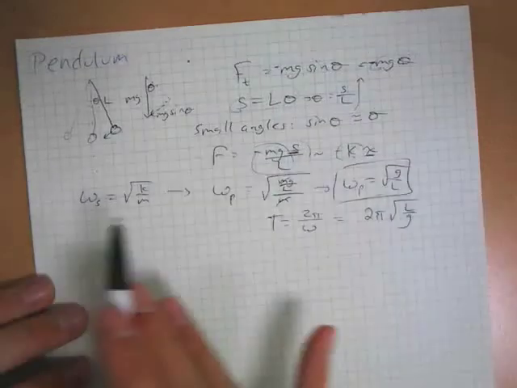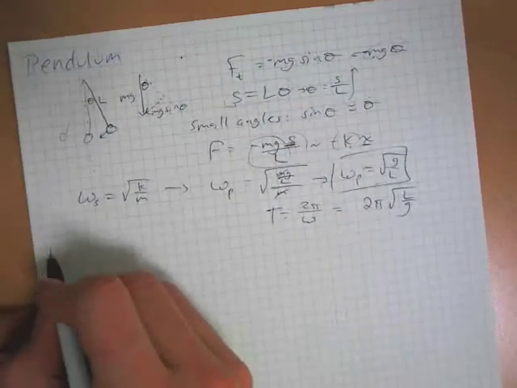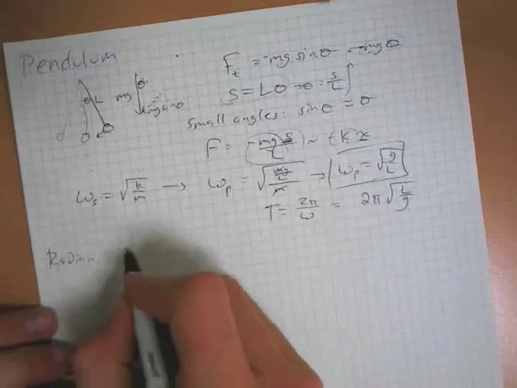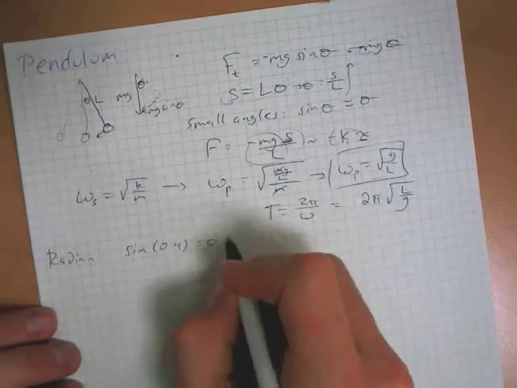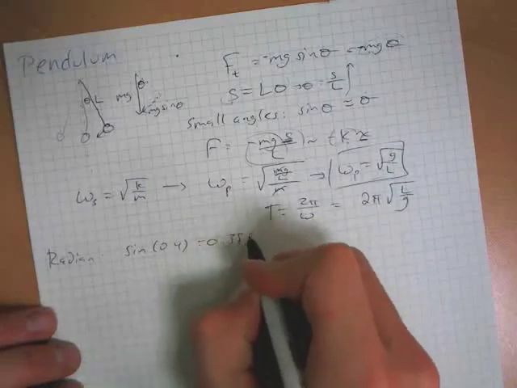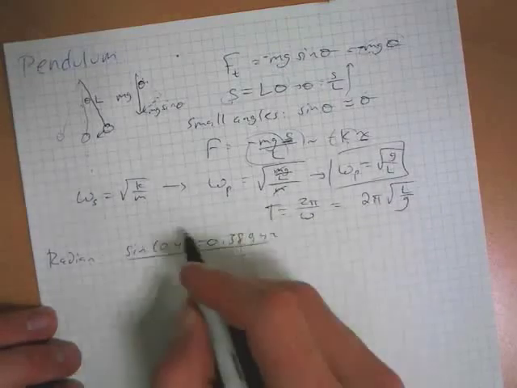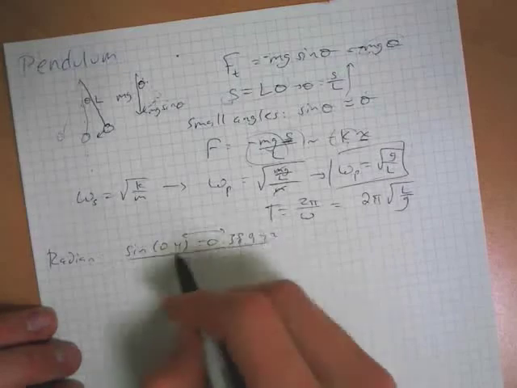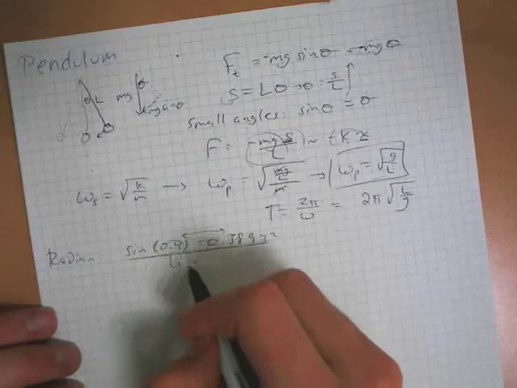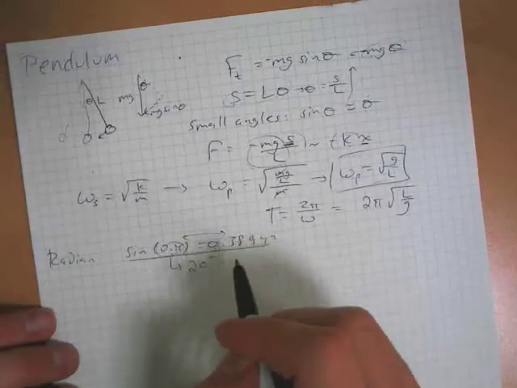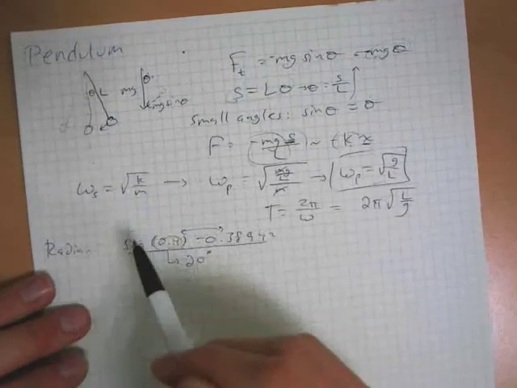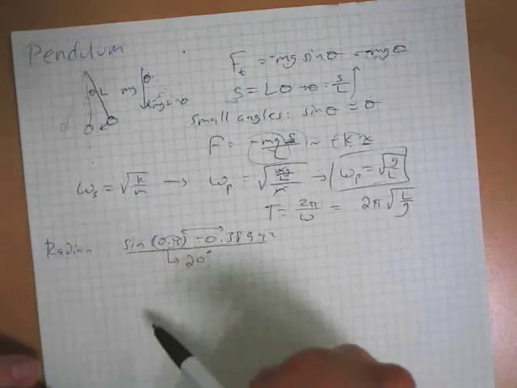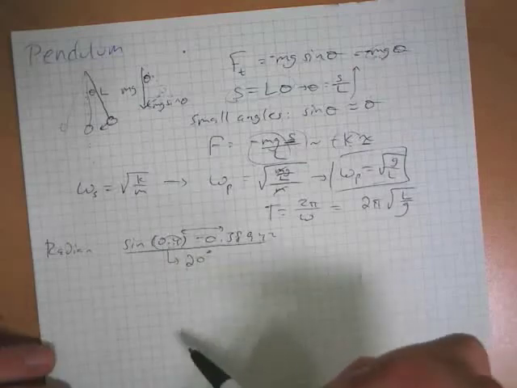Remember, this is for small angles. In radian mode, sine of 0.4 is 0.38942, and this is about getting to the point where sine theta is not about equal to theta. So this is about the maximum angle. 0.4 radians is about 20 degrees. So up to about 20 degrees, this pendulum motion can be considered to be simple harmonic, because that small angle approximation holds pretty well.